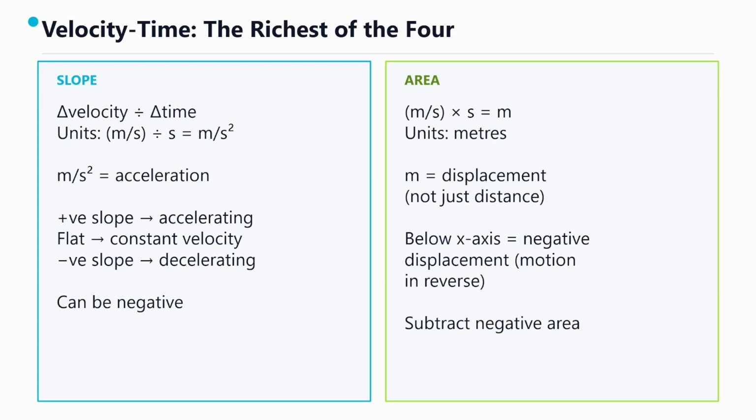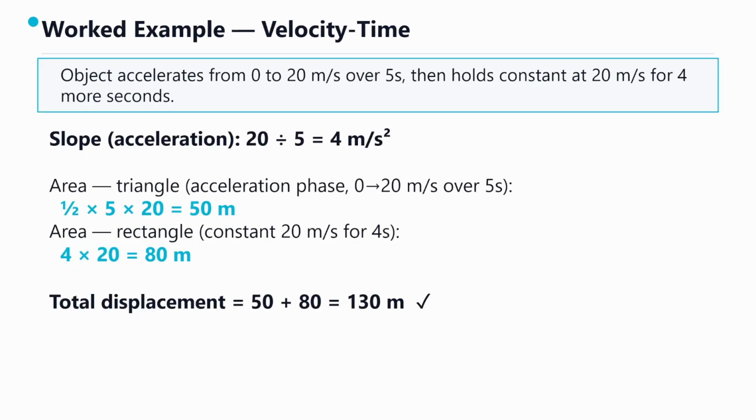So here's a worked example for slope. The velocity increases from 0 to 20 meter per second over 5 seconds. So the gradient here, let's just first draw the graph to explain how this looks. So here is V and here's T. So first over 5 seconds, 5, this is 20.